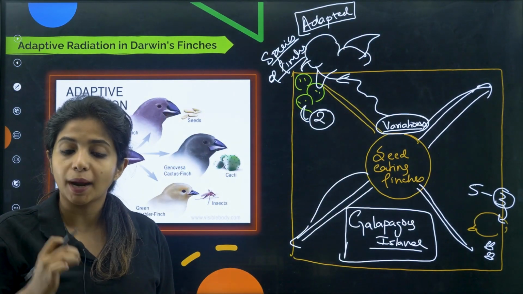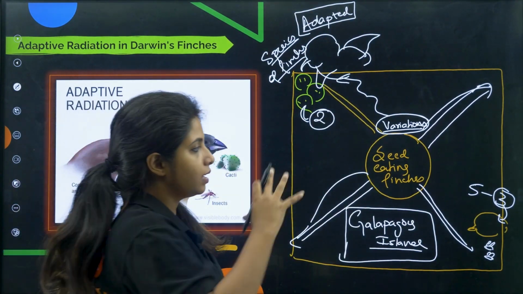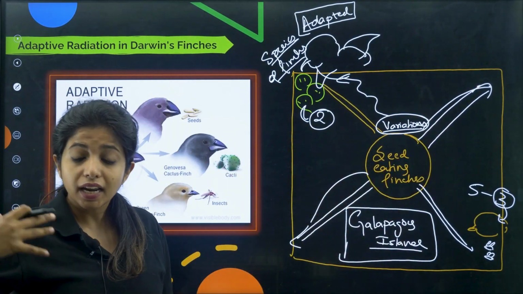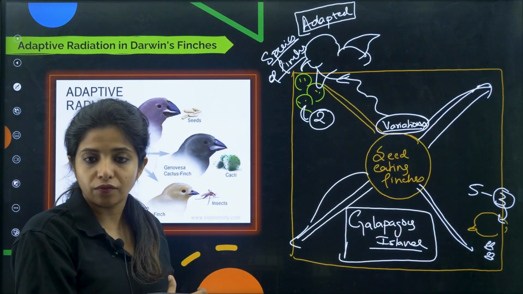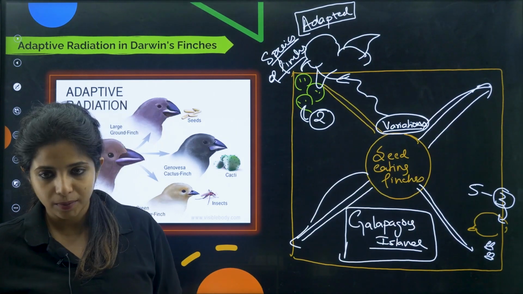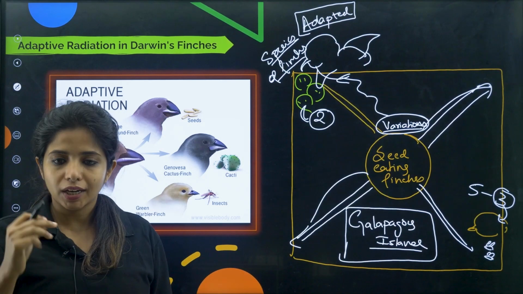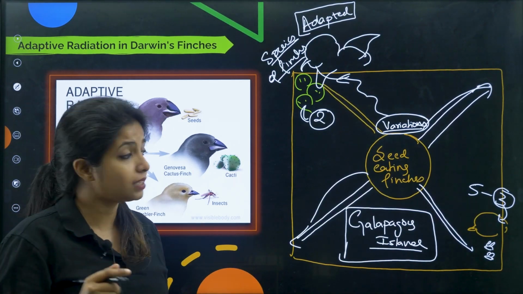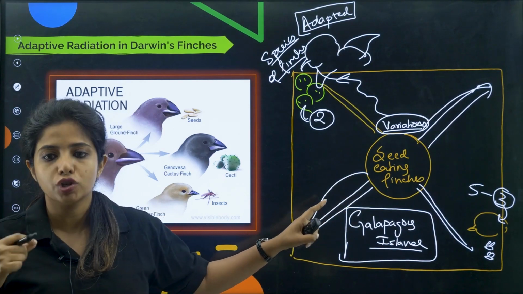And this is known as adaptive radiation. As in, some organisms are moving in different directions and are getting adapted to that particular environment, because they have the features to get adapted to that particular environment. This is known as adaptive radiation. Now over here you see, this is an example of divergent evolution as well.